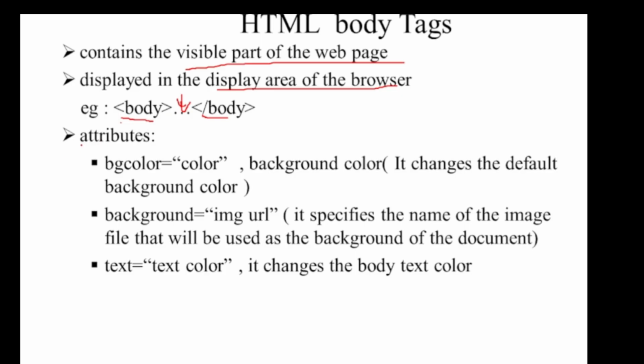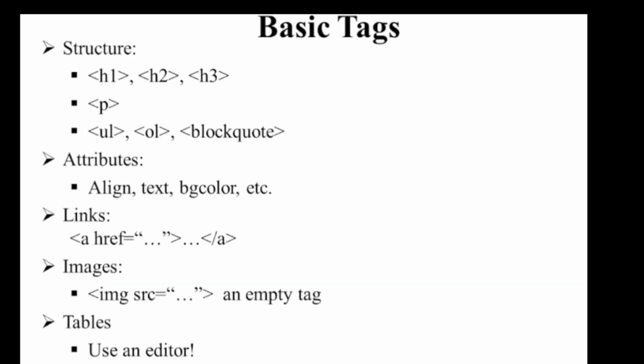What are the attributes of body? One, body color, BG color: you can put the color, and it changes the default color. The other, background: you can put the image URL, which specifies the image you want to use as background. The other, text, the text color. This changes your body's text color. This is about the body tag. In detail, we'll see it in our lab exercise.